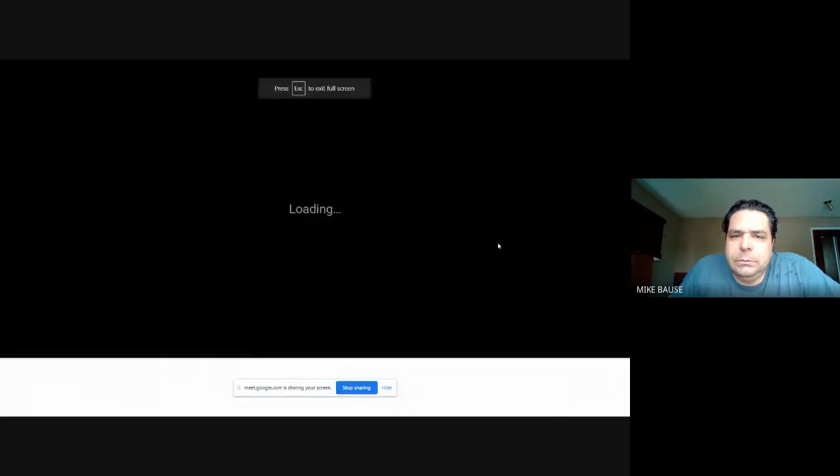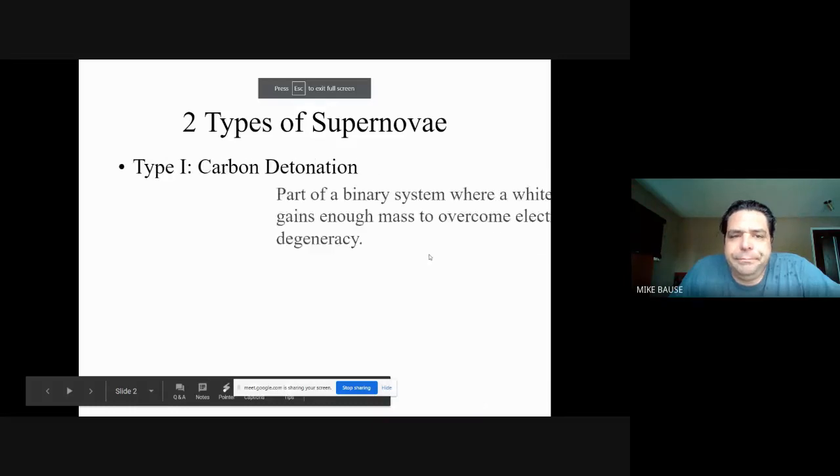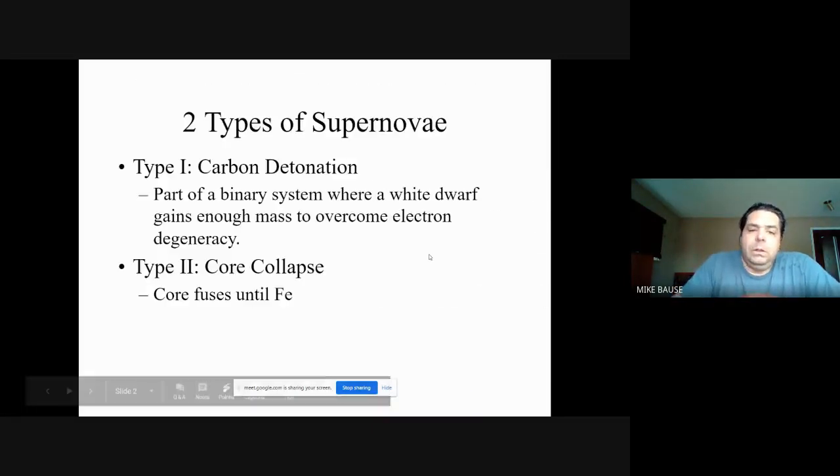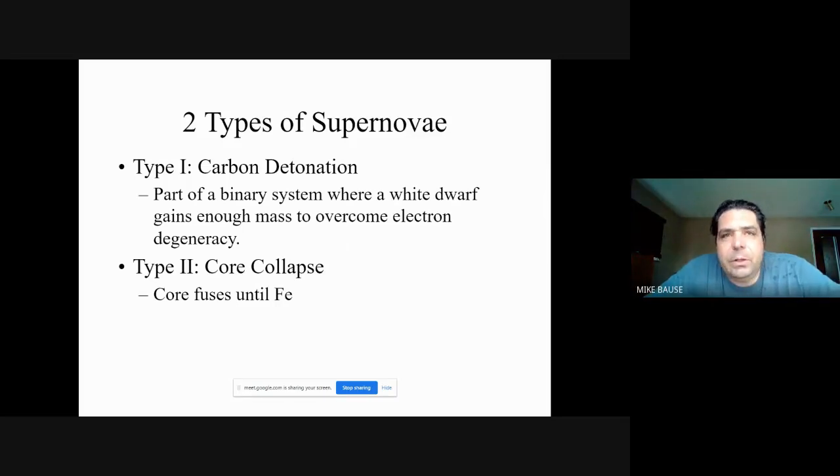All right, so we got two types of supernova. Type 1 obviously is what we call a carbon detonation. What that means is the star when it first formed was not massive enough to fuse hydrogen, right? So it was considered a low mass star. Then somehow it was able to gain enough mass to start to fuse carbon. And once that happened, it went down a path where it eventually led to a supernova.